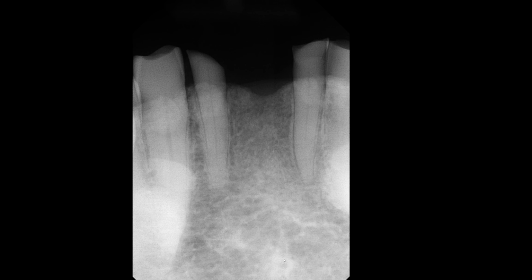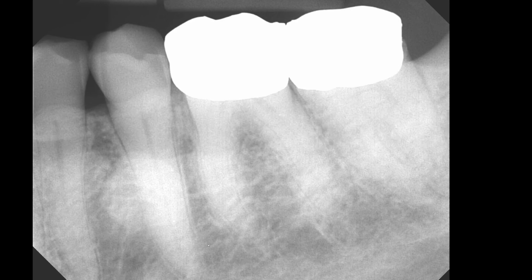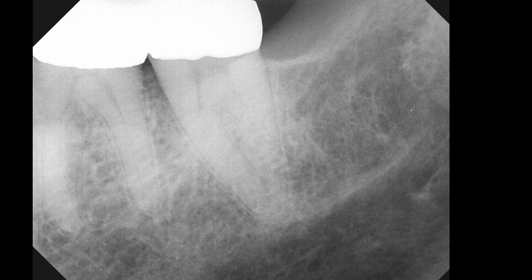Right about here toward the edge of the film, we see that there's a genial tubercle with the lingual canal or lingual foramen that's centered within the genial tubercle. And from this particular projection, I think it's very difficult to determine that this is a genial tubercle. Okay. Let's see. So on this particular radiograph, I think it's hard to say again some of the anatomic structures. So let's go to the next one.